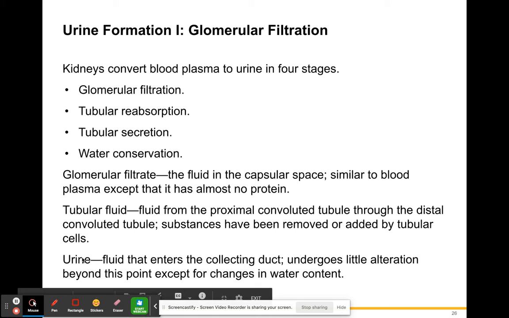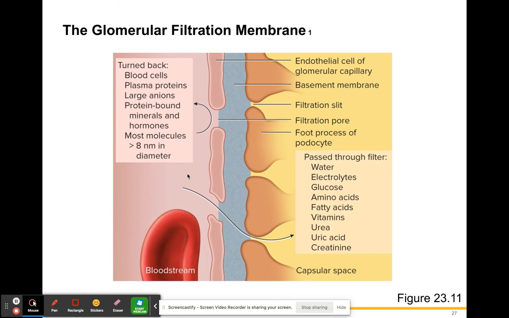And then lastly, what we will end up with is urine, which is fluid that enters the collecting ducts after the distal convoluted tubule. And it undergoes very little alteration at that point, except for changes in water content. If we need our urine to be more concentrated, then we remove water. If we want it to be less concentrated, we can add water to it, depending on the condition that our body is in at the moment and if we're doing any particular actions.